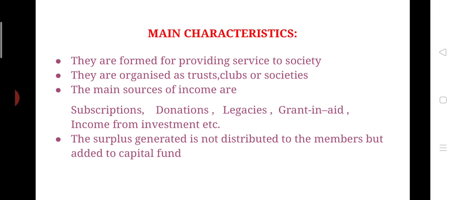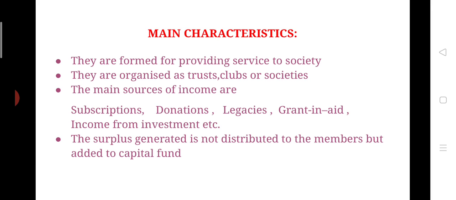So what happens when we prepare the accounting records? There may be excess income over expenditure. The receipts will be more than expenses. So in that case there will be surplus. We don't call it a profit. In a profit making organization like a sole proprietorship, we call it a profit.